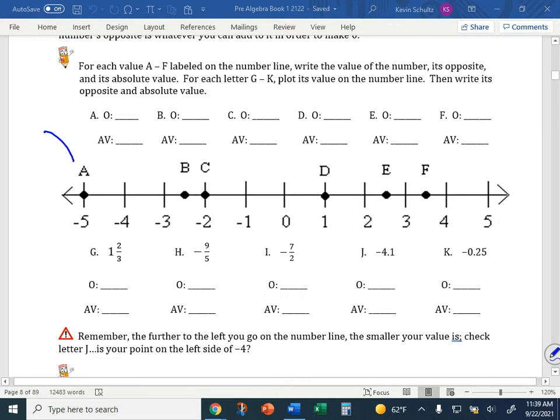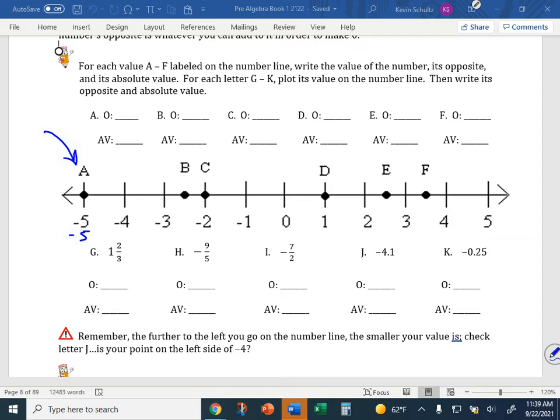I'll give you a hint. There's point A. -5, right? So point A, we don't really have to label it. It's already labeled for us, but -5. And then what's the opposite of that? What number has the same absolute value as -5?